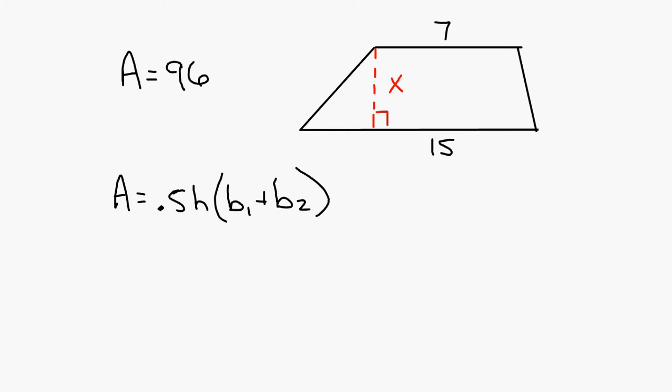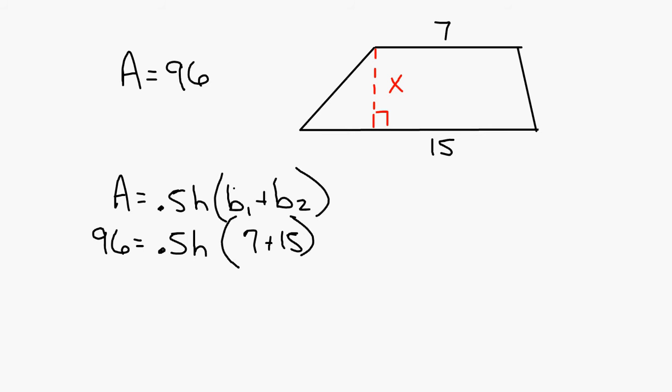So in this case, your area is equal to 96, so replace the A with a 96. You've got 0.5 times the height, and the x in this problem are the same thing. So you can keep it h or you can replace it with an x. I'm going to keep it an h. And then in parentheses, you've got base 1 plus base 2, so it's 7 plus 15.